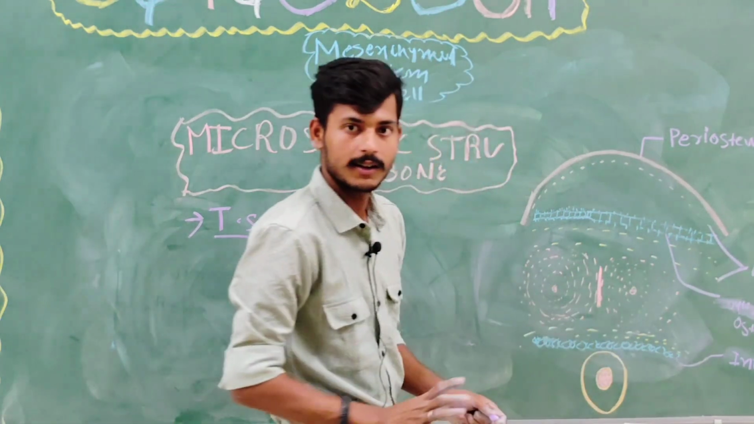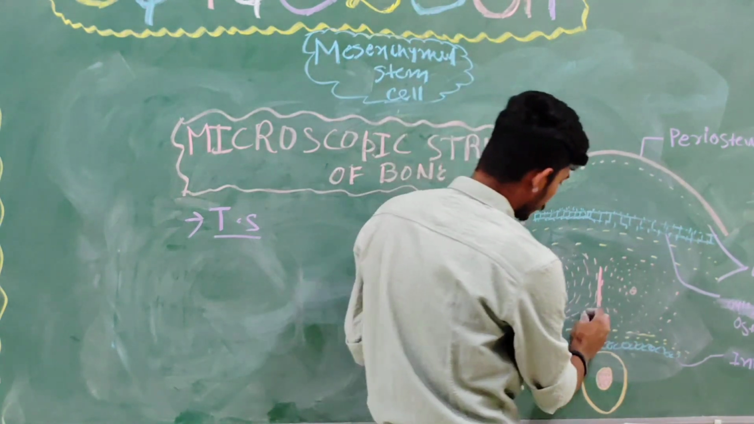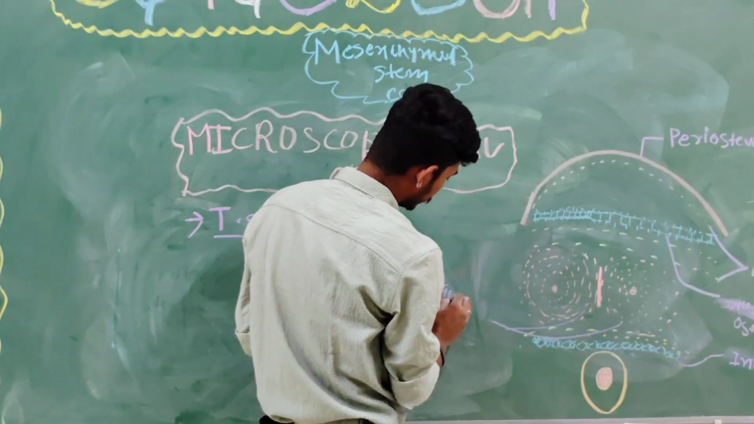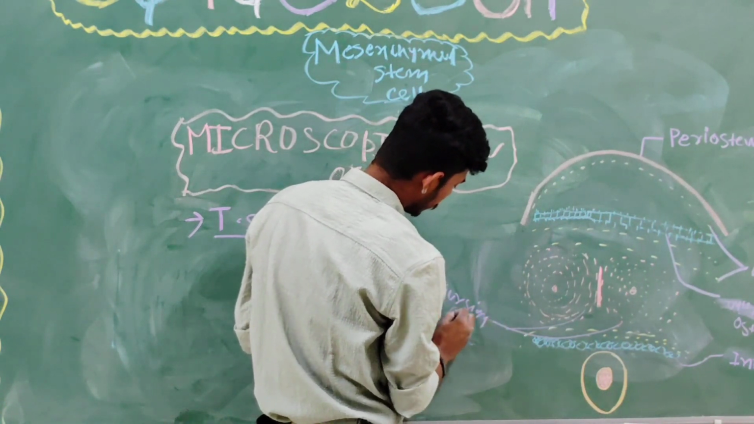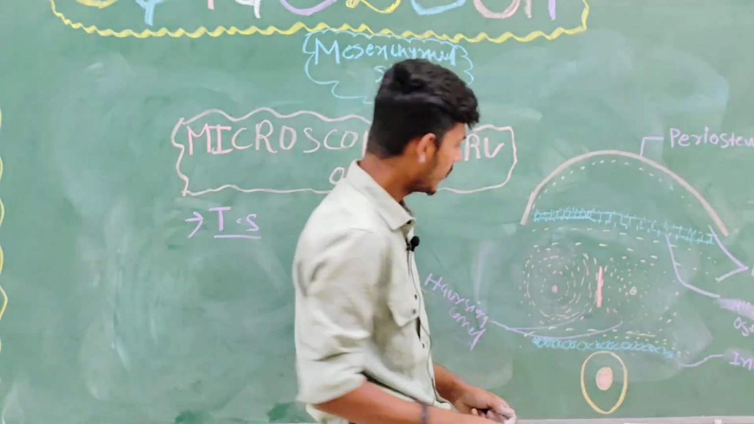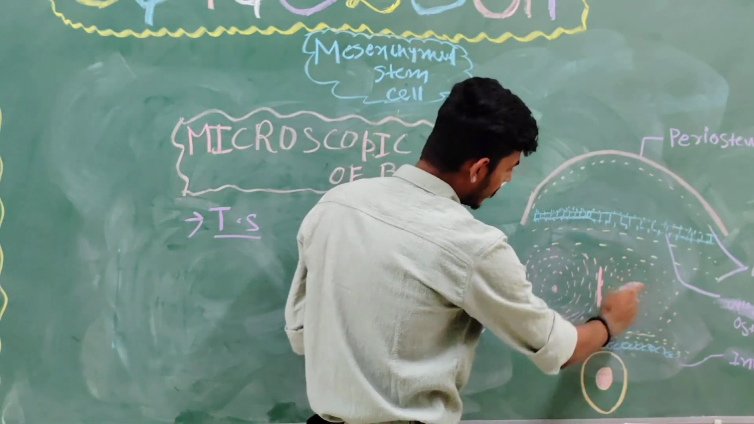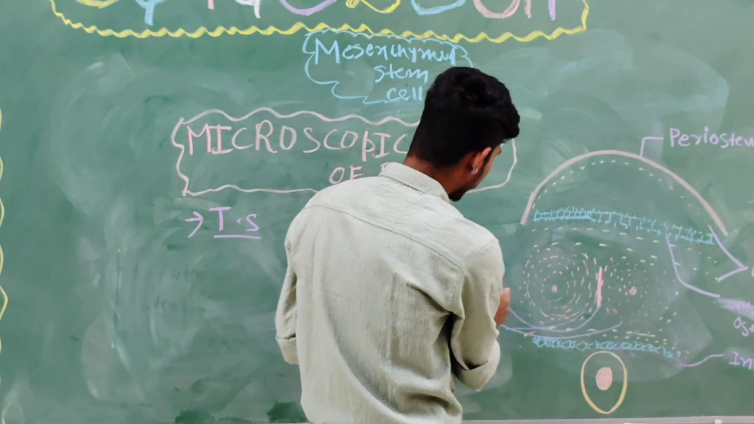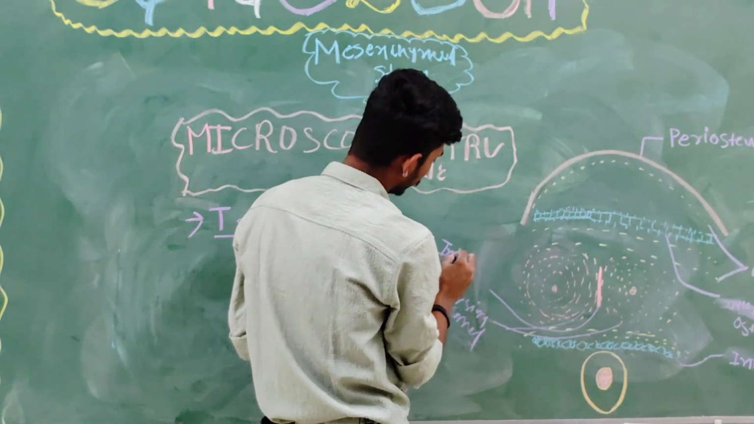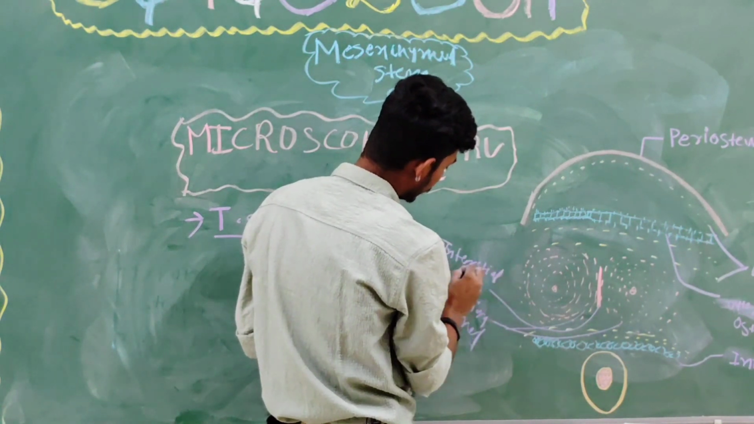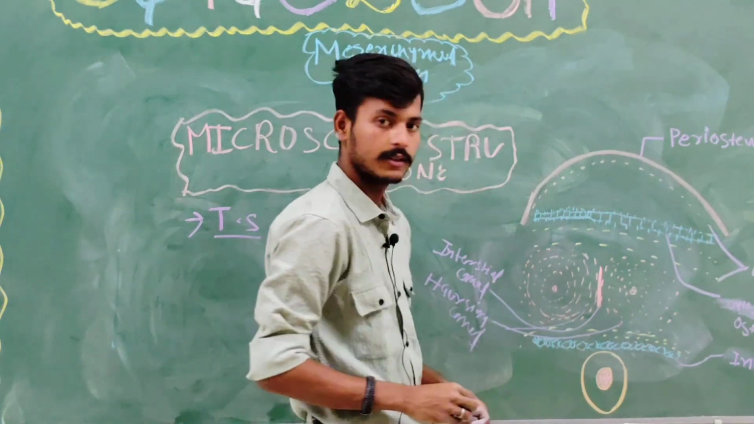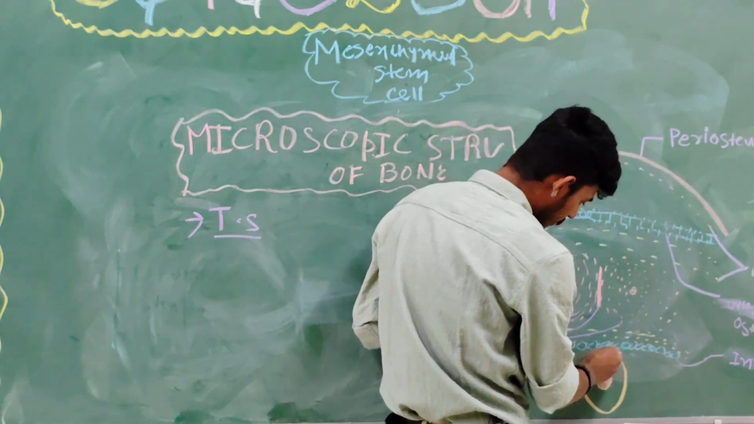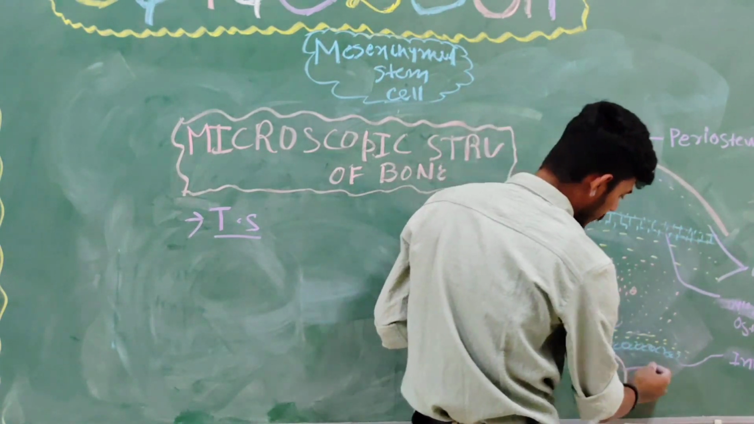Okay, they are called canals. Haversian canal. So these two are your Haversian canals. And the layer which is present between these two lamellae, or we can say two canals, is called the interstitial canal. Understanding? No problem.